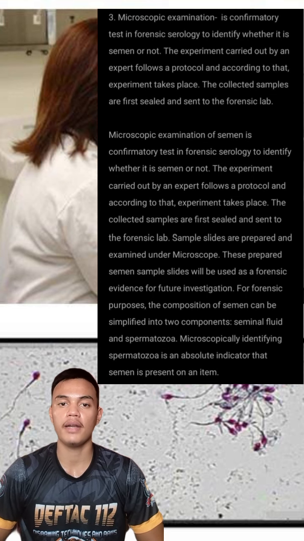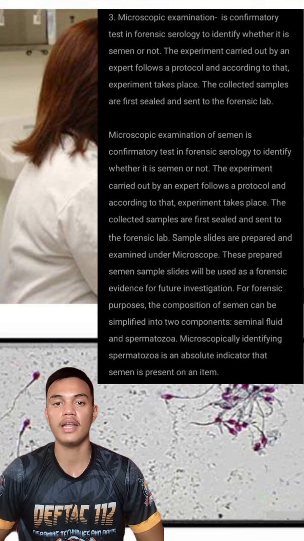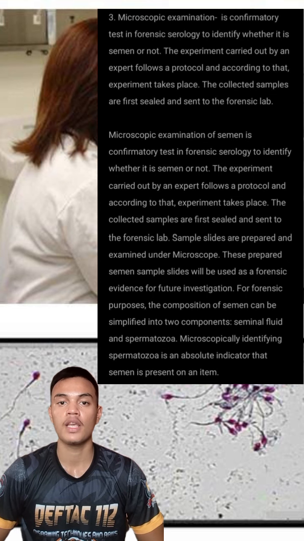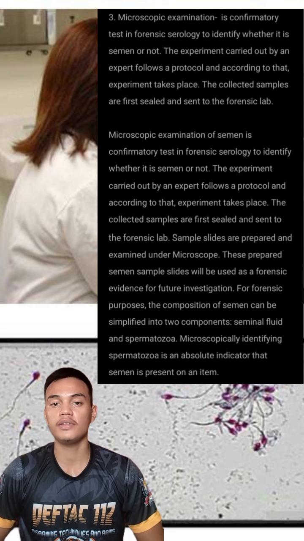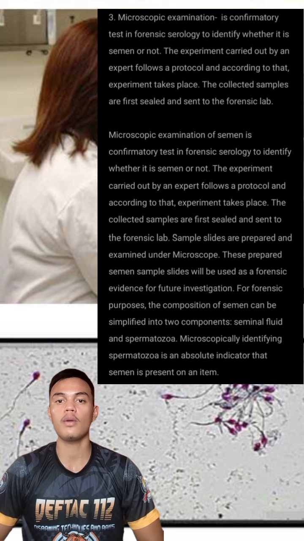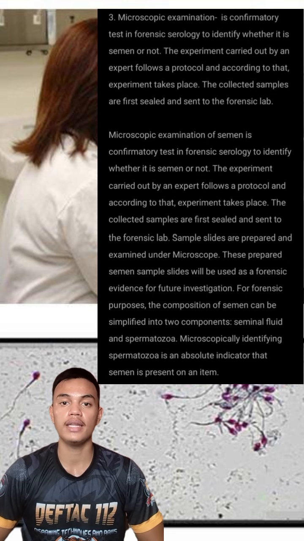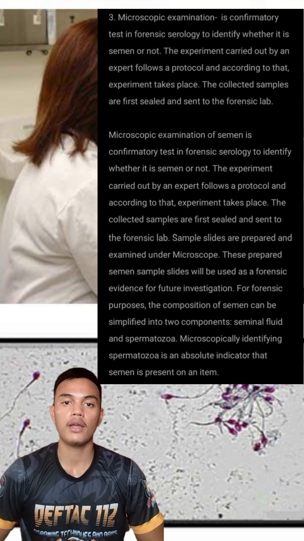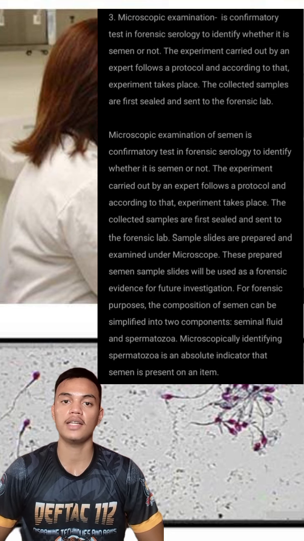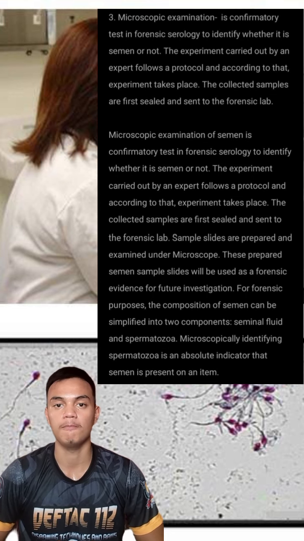Sample slides are prepared and examined under a microscope. These prepared semen sample slides will be used as forensic evidence for future investigation. For forensic purposes, the composition of semen can be simplified into two components: seminal fluid and spermatozoa. Microscopically identifying spermatozoa is an absolute indicator that semen is present on an item.